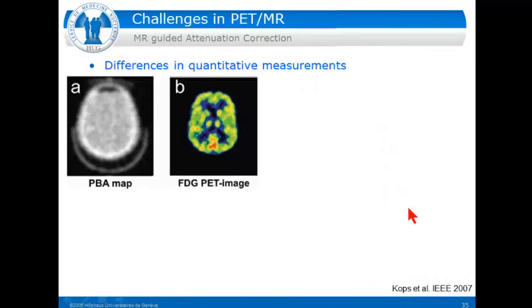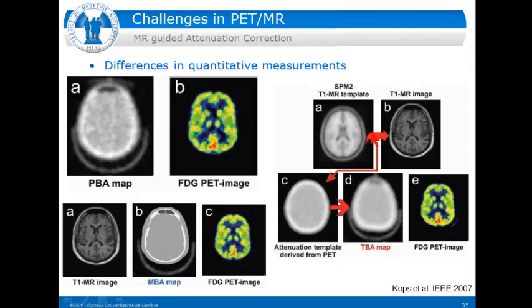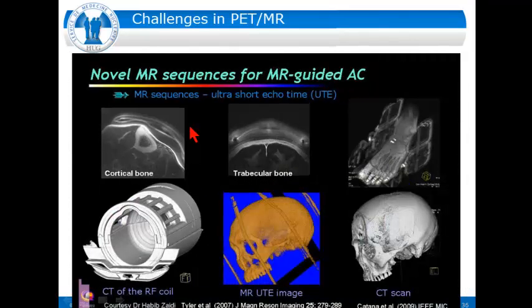But what is interesting, however, is that when they subtracted the two brain scans, the normal transmission and the MR transmission, one from another, there were significant differences in several regions of the cortex, especially in the parietal and occipital cortex. There was rather lower activity in the PET-derived acquisition, and in the frontal part there were rather higher activities measured.